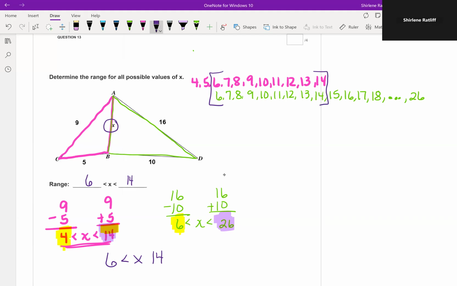So if you can't remember or you don't understand the shortcut we came up with in class, you can list them out and take the ones they have in common. The ones they have in common start with 6 and end with 14. All right, so two possibilities there to find the range when you've got two triangles that have a reflexive side.